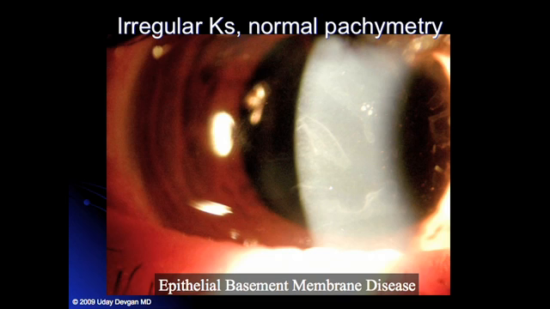Here's a patient who had irregular Ks, normal pachymetry, but very irregular Ks. This is one of my patients with map dot fingerprint. In fact, hard to miss it. Here's a map of Florida. Here's some dots, and there's a fingerprint right there.